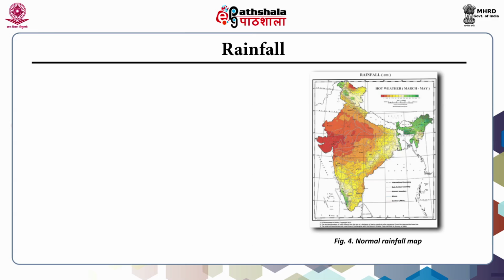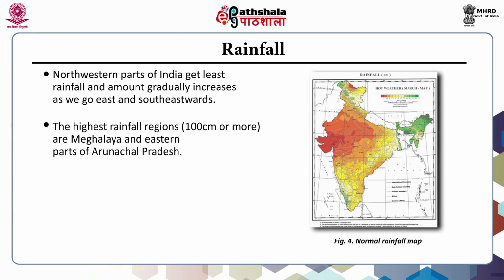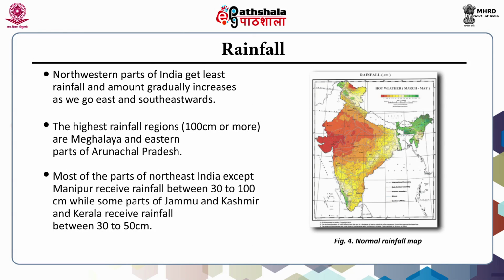Now let's see the pattern of rainfall over the country in hot weather. Northwestern parts of India get the least rainfall, and its amount gradually increases as we go towards the east and southeastwards. The regions which receive the highest rainfall are Meghalaya and eastern parts of Arunachal Pradesh. They receive a rainfall of about 100 centimeters or more. Most parts of northeast India, except for Manipur, receive rainfall between 30 to 100 centimeters, while some parts of Jammu and Kashmir and Kerala receive rainfall ranging between 30 to 50 centimeters.